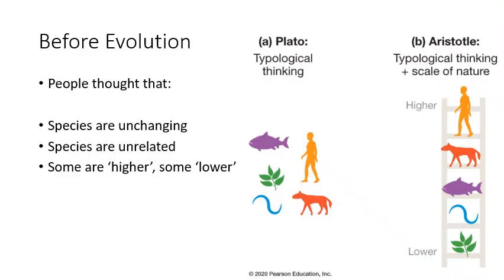So people used to think that species do not change over time. The species that we have now are the same species that have always existed on Earth for as long as Earth has been around. And we used to think that species are not related to each other and that they are ranked. At some point, we started ranking them from higher to lower, and of course, we're at the top, and how much you look like a human determines where you rank in the hierarchy of species.